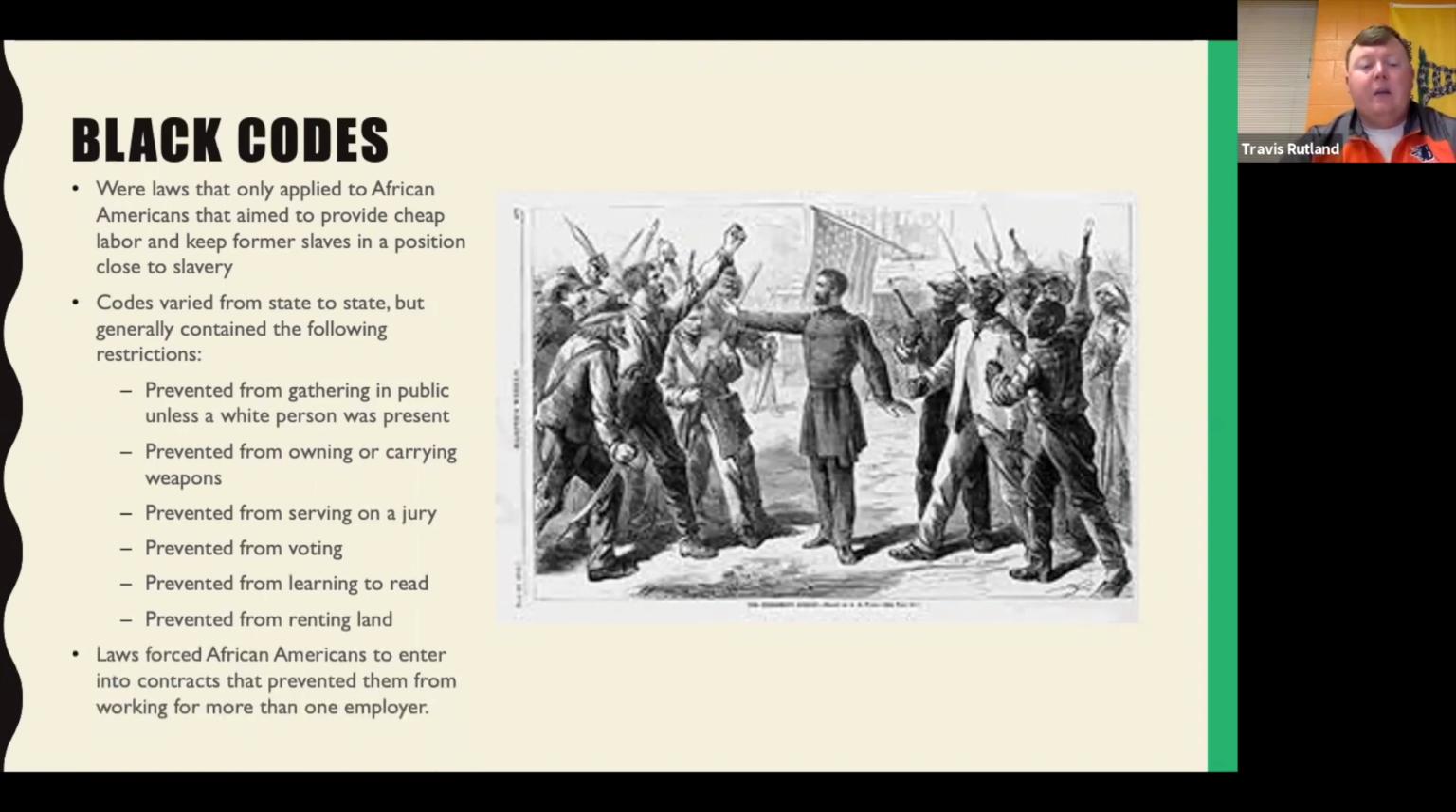So these laws forced African Americans to enter into contracts that prevented them from working for more than one employer. So they could basically only have one job. They couldn't work 2 or 3 jobs for different employers. So again, these codes are aimed to keep Black people in a position close to slavery. Yes, they're technically free, but they're trying to keep them at the bottom of the ladder.